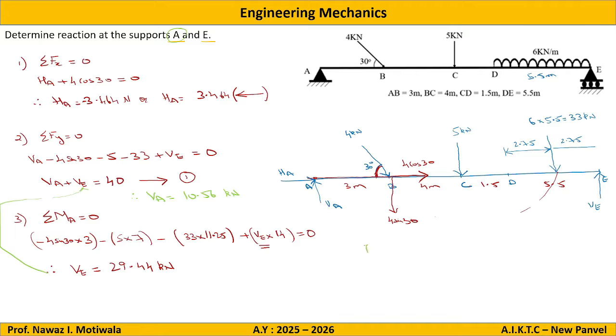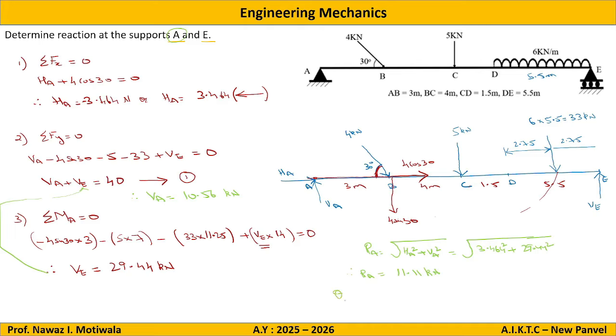So I will write RA is equal to root of HA square plus VA square. So it will be square root of HA square, that is 3.464 square plus 29.44 square. So I will get, therefore, RA, the resultant at point A, will be equal to 11.11 kilonewton. Again, this is just a magnitude.